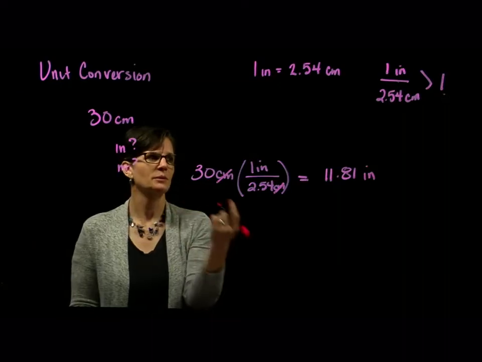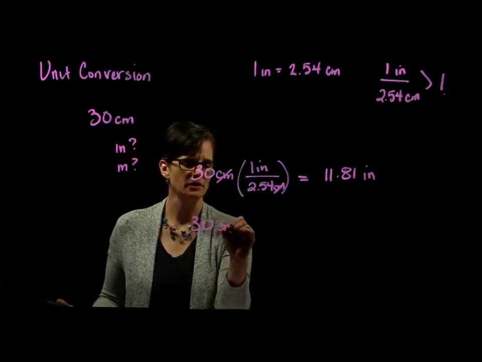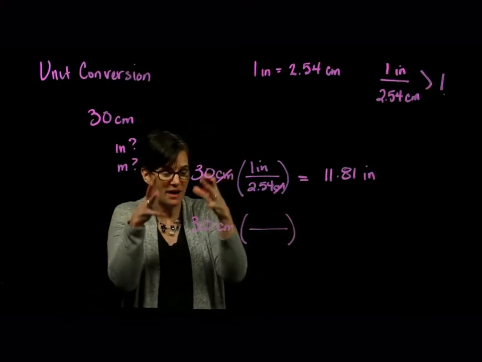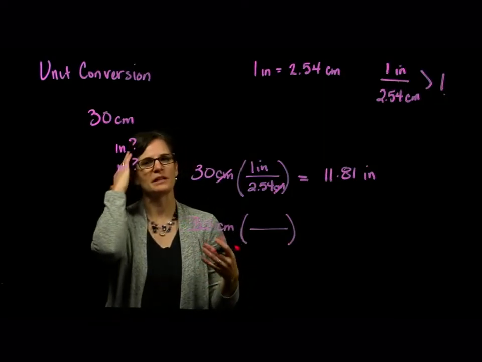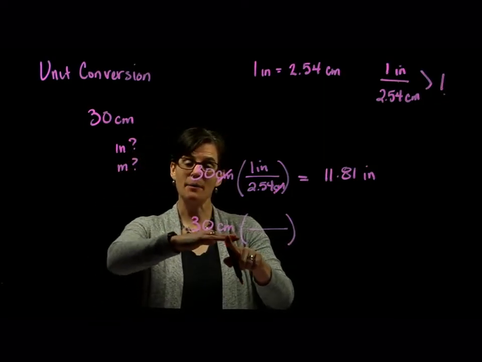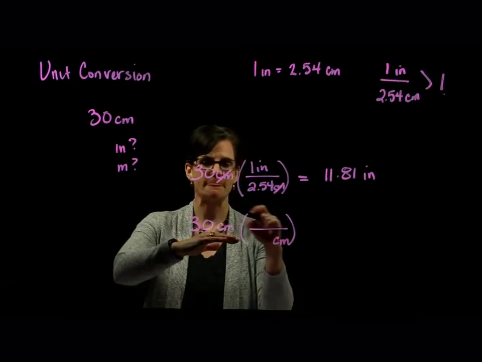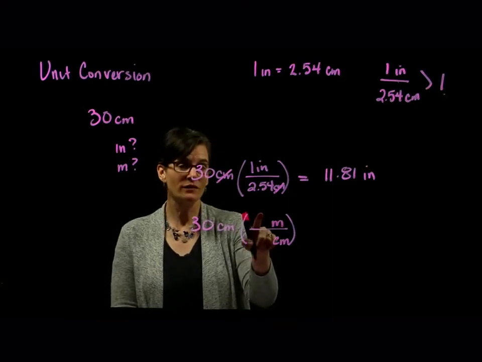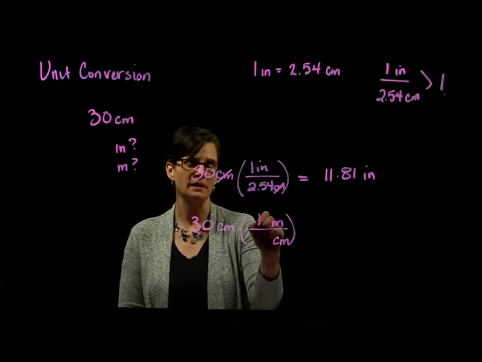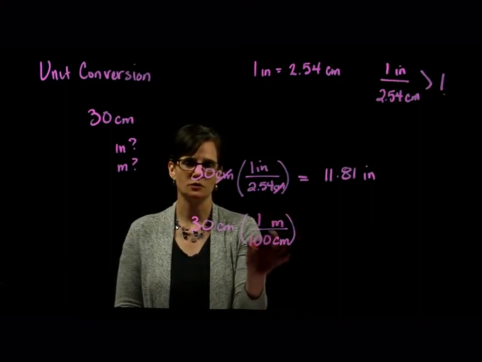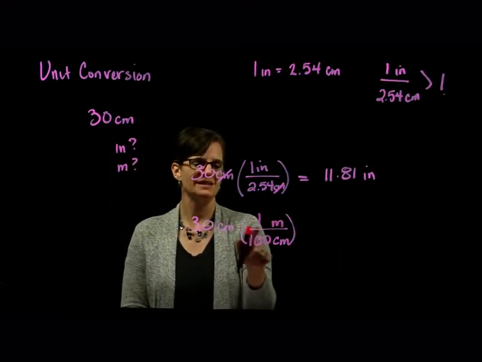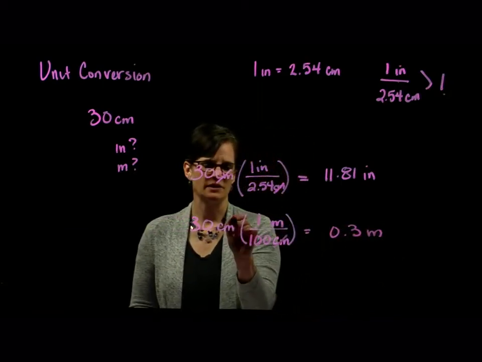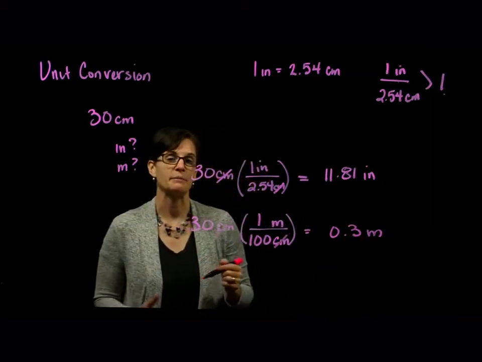What about meters? Well, if I have 30 centimeters, I need my conversion of 1, my amount of 1 that's going to convert it. That relates. Centimeters is on the top here, so I want it on the bottom. I want to end up with meters on the top. So my equivalence between meters and centimeters is 1 meter is 100 centimeters. Those are identical. And so 30 centimeters converted to meters is 0.3 meters. My centimeters cancel, and I end up with 0.3 meters.